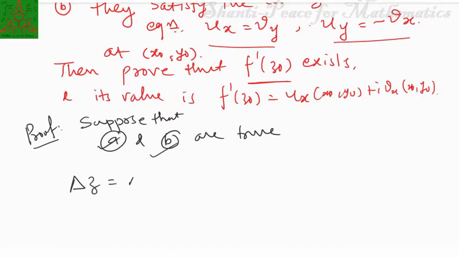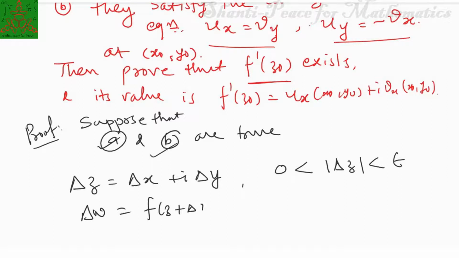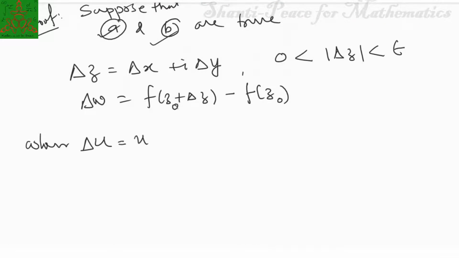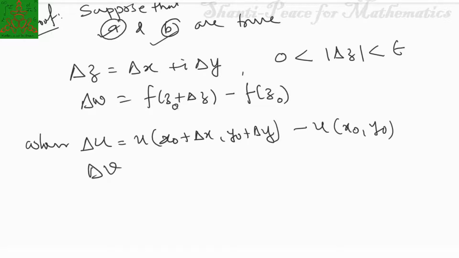Let us write delta z as delta x plus i delta y, and we are taking this delta z as a very small quantity in the epsilon neighborhood. Delta w I may write as f of z plus delta z minus f of z. Since this is the point z0, I am taking f of z0 plus delta z minus f of z0, where I may write delta u as u of x0 plus delta x, y0 plus delta y minus u of x0 y0. Delta v I may write as v of x0 plus delta x, y0 plus delta y minus v of x0 y0.